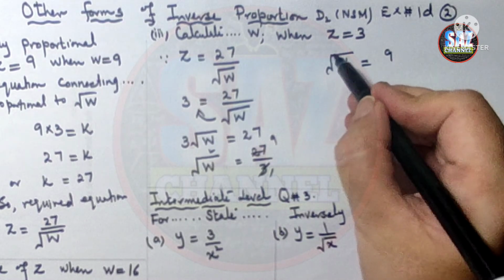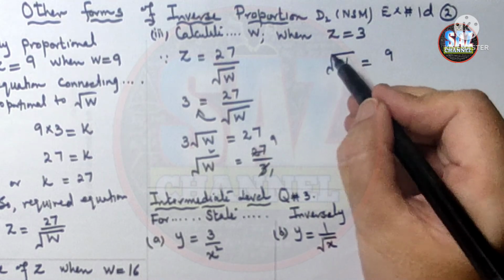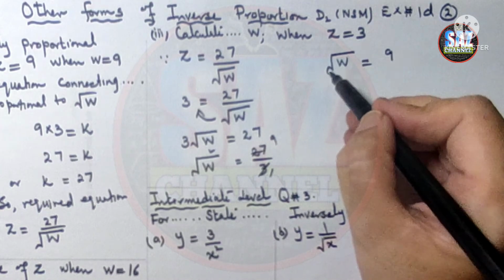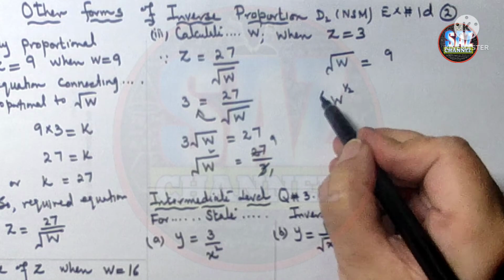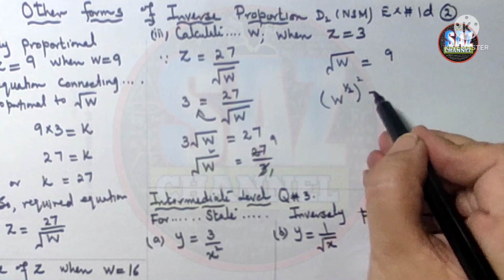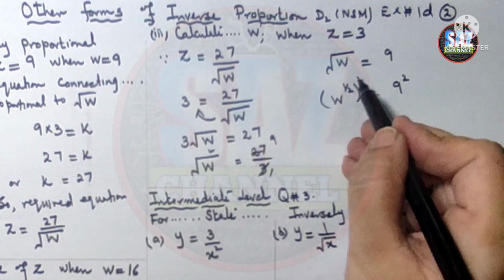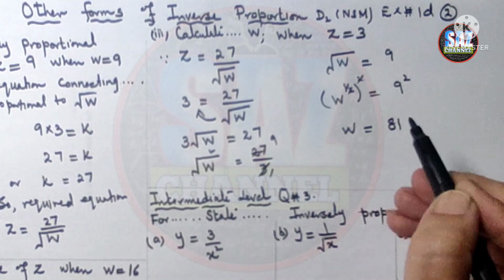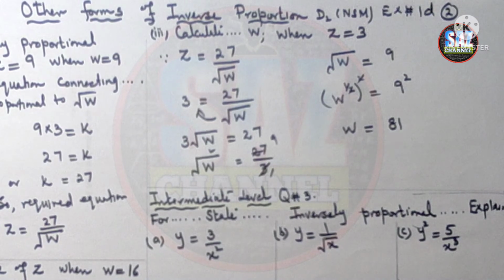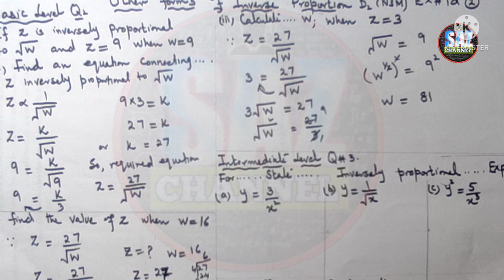Now look, I need to find the value of w, but w is under the square root sign, so what reverse operation do I have to do? I have to take the square on both sides. 9 squared, this goes with this, and w is equal to 9 squared, which is 81. Really easy questions. And moving to the next question, which says: for each of the following equations state two variables which are inversely proportional to each other and explain your answer.